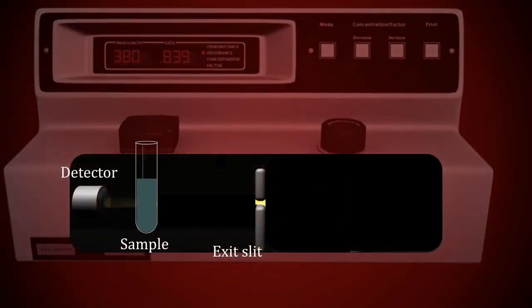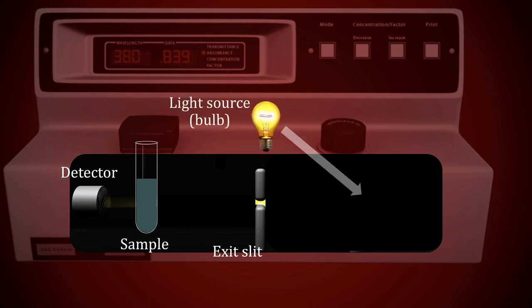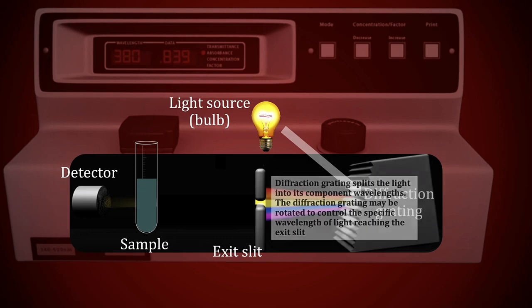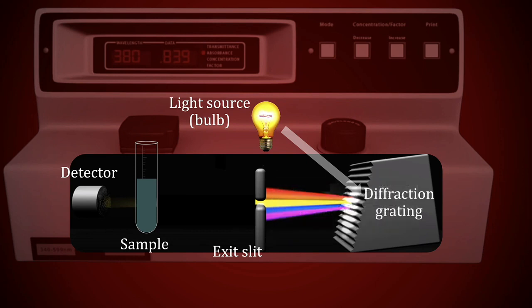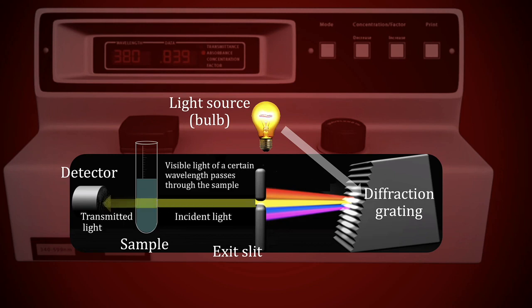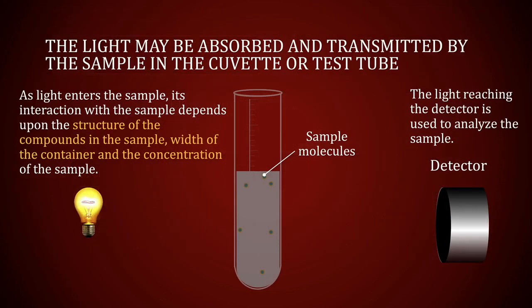A light source, typically a bulb of some kind, shines light on a diffraction grating, which acts as a prism and splits the light into its component wavelengths. The grating can be rotated to direct the light towards the exit slit so that only light of a certain wavelength exits the slit and enters the sample. When the light passes through the sample, it reaches the detector to be analyzed.